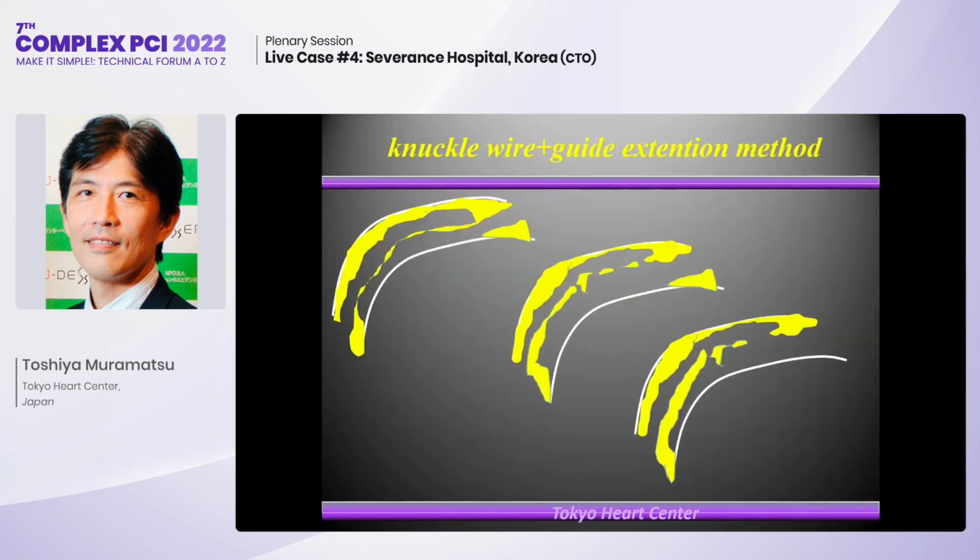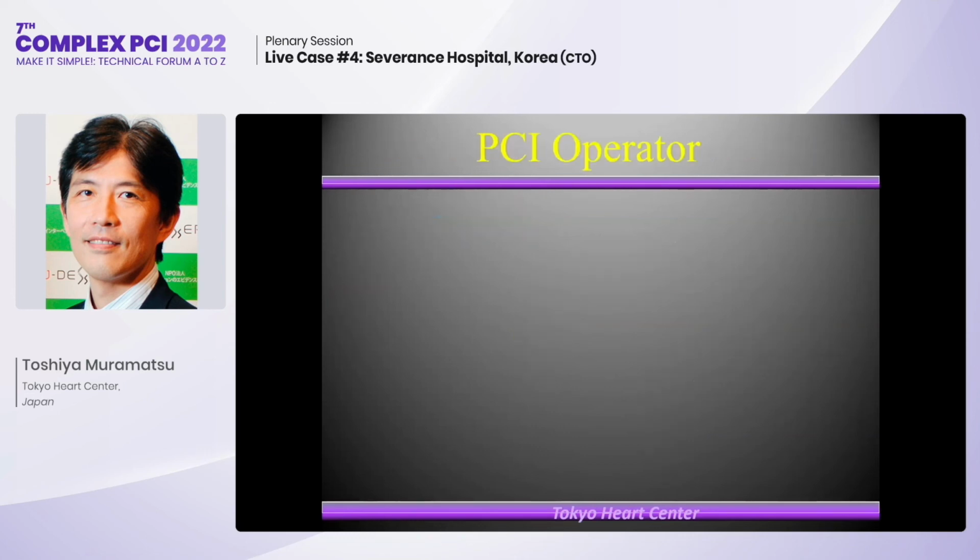This is the schema of the knuckle wire plus guide extension method. The retrograde wire is made into a knuckle shape and tries a reverse CART, and finally the wire crosses into the true lumen from the right coronary ostium, and finally catches the retrograde wire directly into the guide extension.